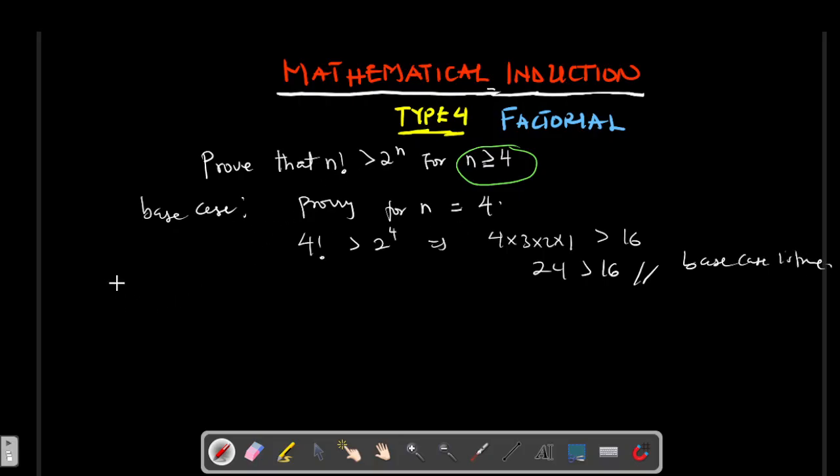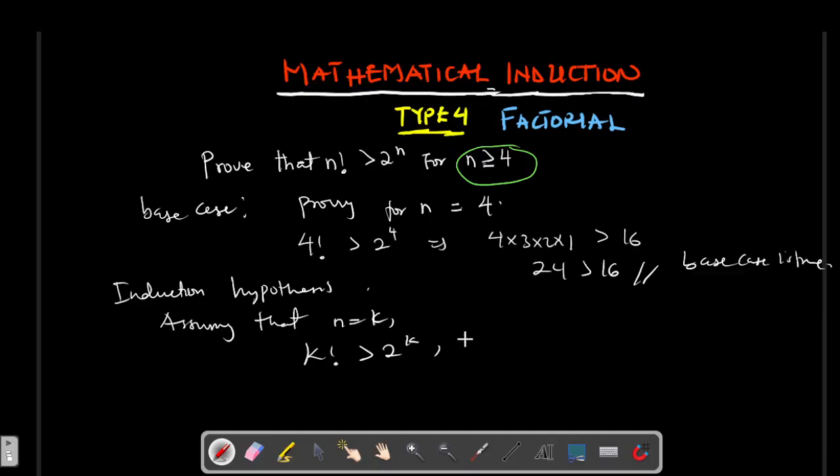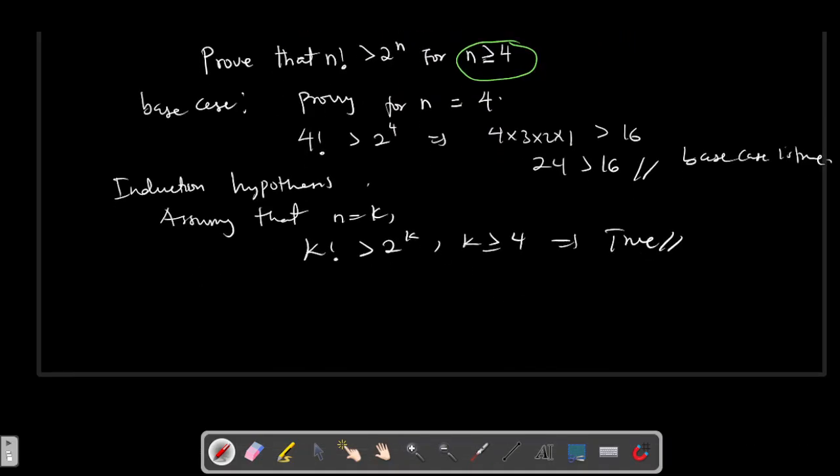Now I come to the induction hypothesis. Assuming that the statement is true for n equals k, I'll have k factorial is greater than 2 to the power k, where k is greater than or equal to 4, and this is true. Then move straight to the inductive step. So for our inductive step, I'm proving for n equals k plus 1.